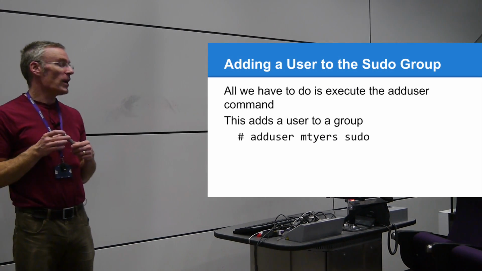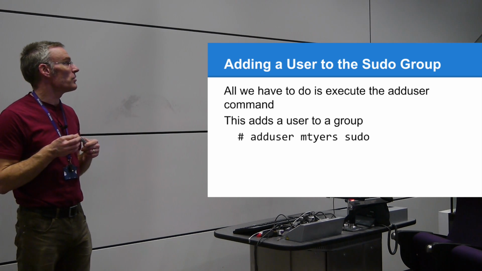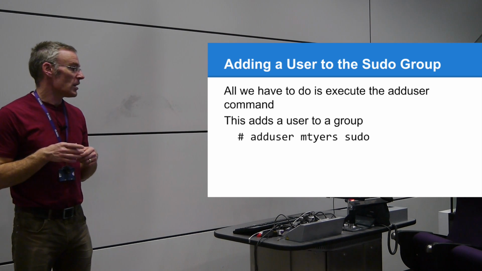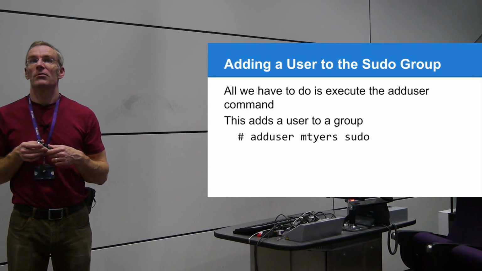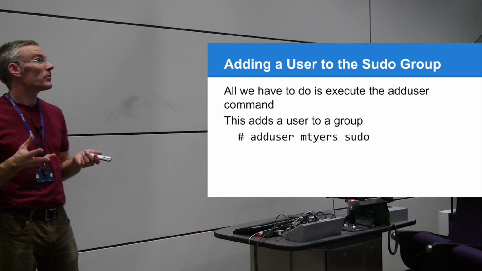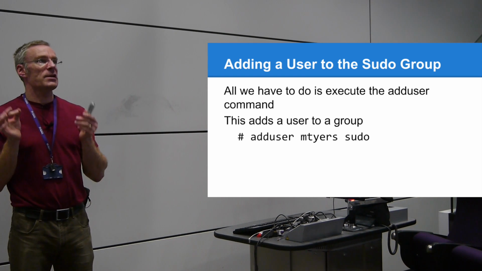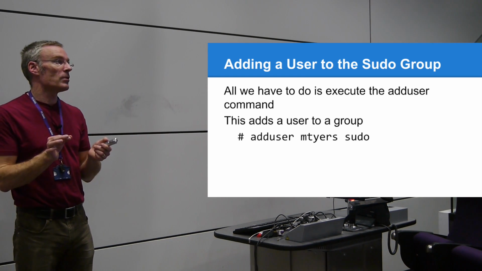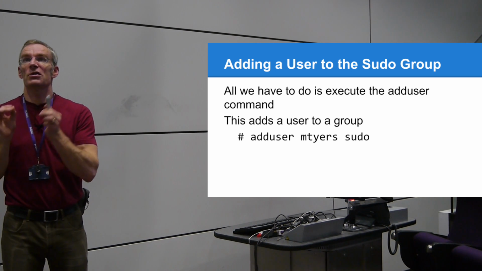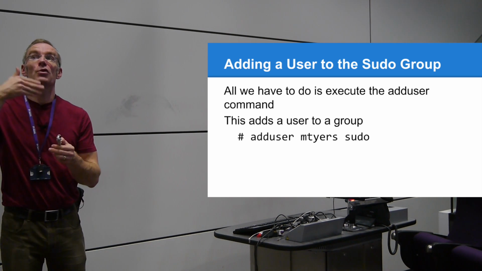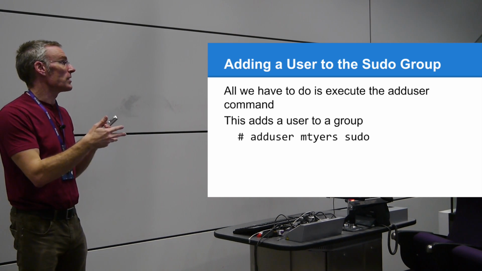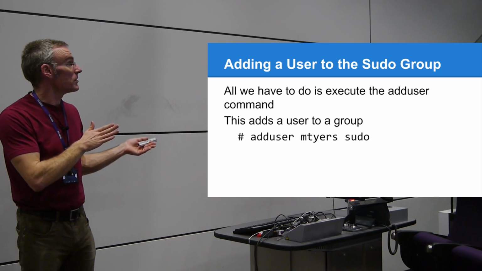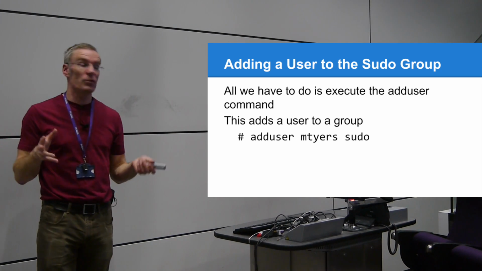So, if I want to add myself to the sudoers group, I type in adduser mtires sudo. And I'm now a member of the sudo group. Now, be very careful, because anyone who's a member of this group can not only log in as sudo, but they can also create more sudo users. So it's not just a question of them doing bad things, but they can make other people sudo users. So it's equivalent of root, but it's a lot more secure.